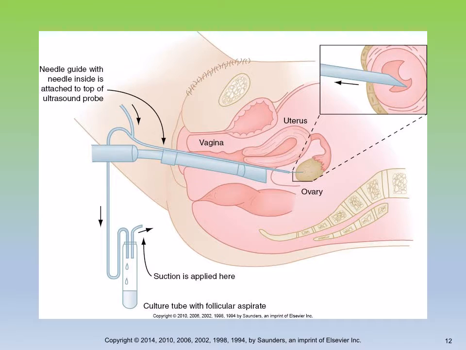And we also get a nice view of that on slide 12 of 17 here. You can see that needle guide is used to attach to the top of the ultrasound probe, and that's how they are able to isolate that egg from the ovary in this patient.